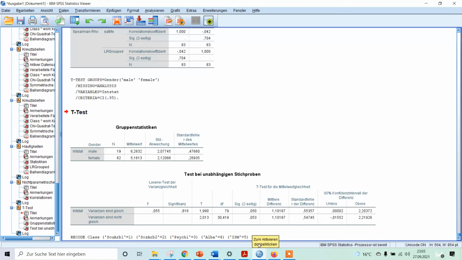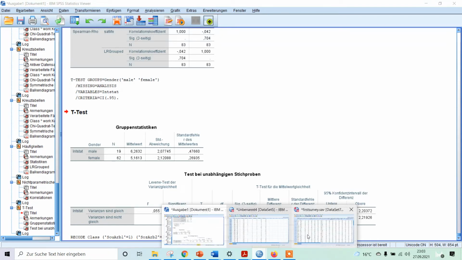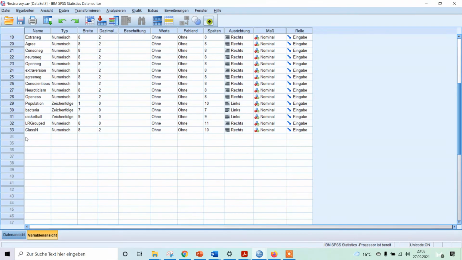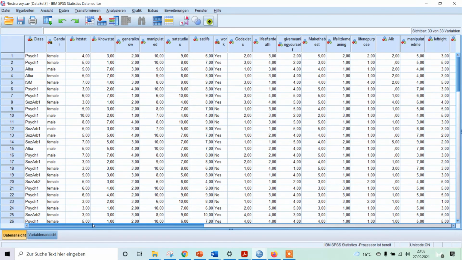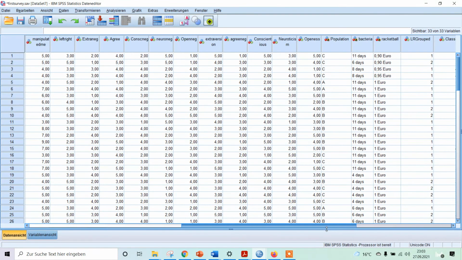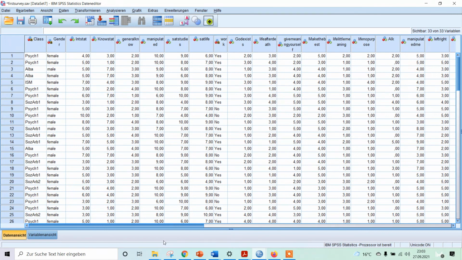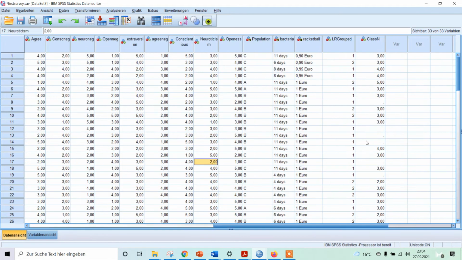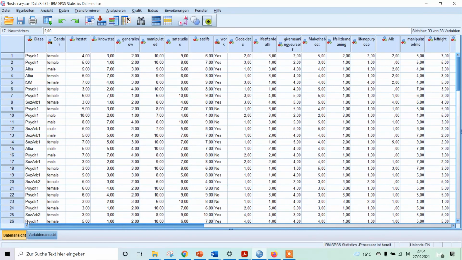So now if you click into the variable view, you see we have a new variable, class in numbers, and in the data view you also see it at the end of the data set. Here we have our new variable class in numbers. Why don't we have numbers here? Did I forget a certain class? Obviously I've done something wrong here. Some values are missing, and I think these are the values from social work 1.